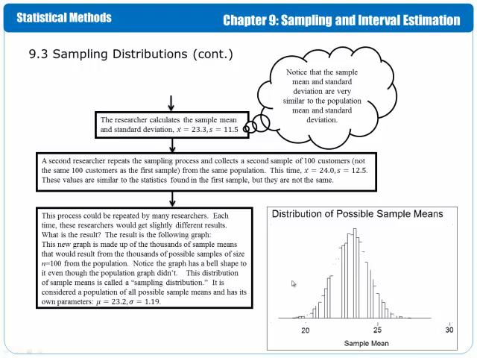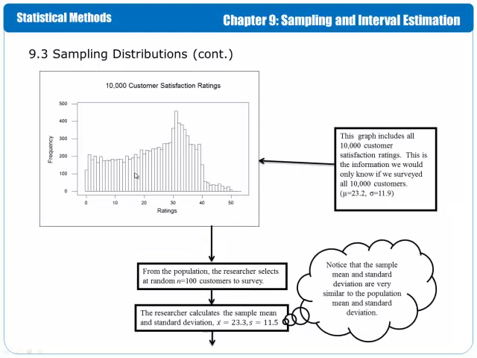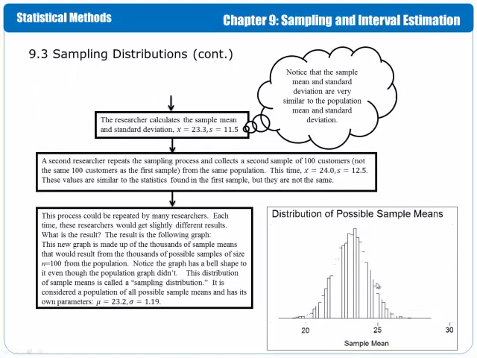This new graph is made up of the thousands of sample means that would result from the thousands of possible samples of size n equals 100 from the population. Notice that the graph has a bell shape to it, even though the population graph did not. Our population graph looked a little bit uniform here, then it had a peak here on the right, and then a little bit of skew. So it definitely does not have a bell shape. But the distribution of the sample means does. This distribution of sample means is referred to as a sampling distribution.